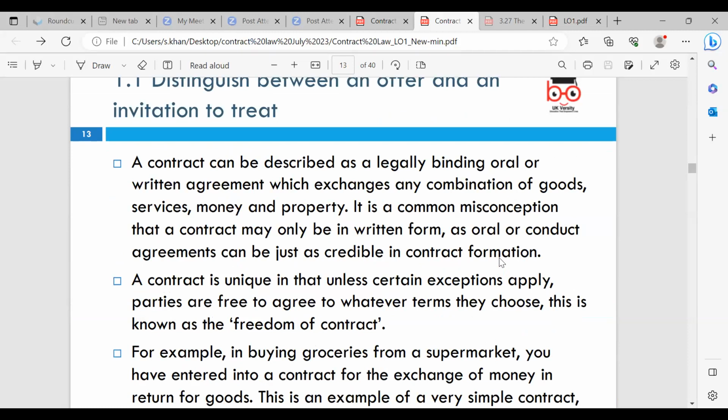It is a common misconception that a contract may be only in written form, as oral or conduct agreements can be as credible in contract formation. So even if there's a contract, like we said, in the restaurant between you and the waiter, excuse me, that is a contract. It doesn't have to be in a written form.